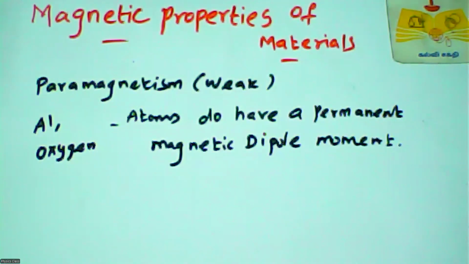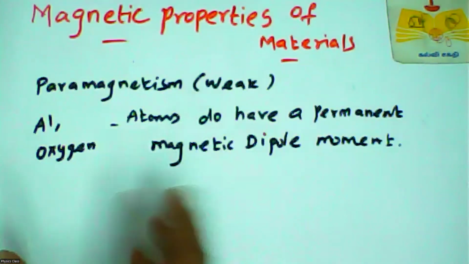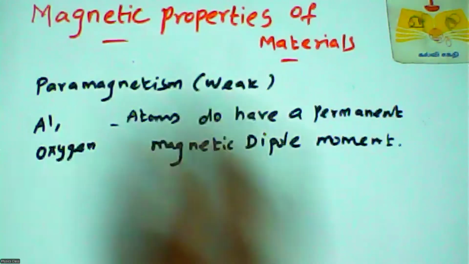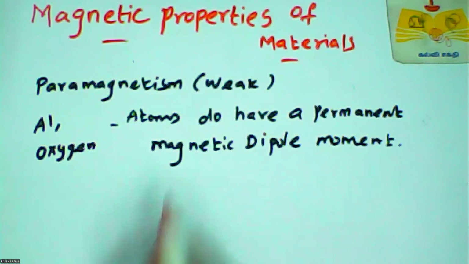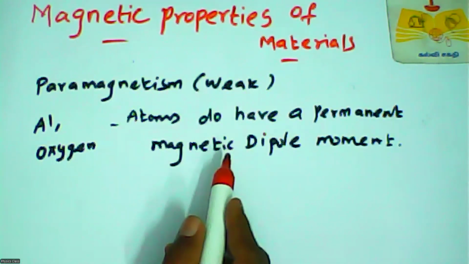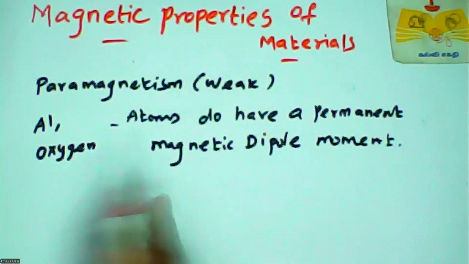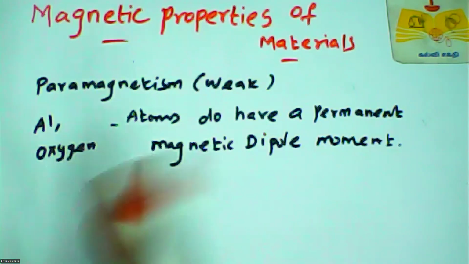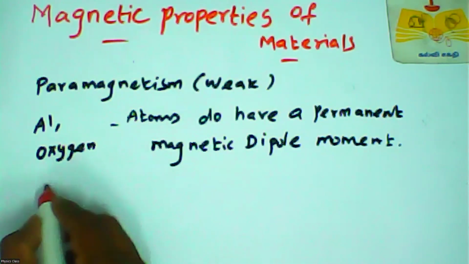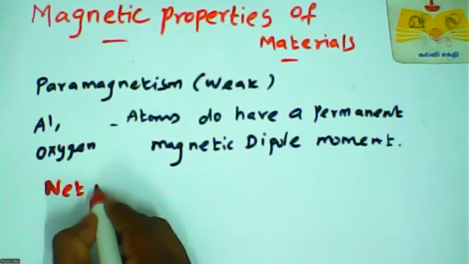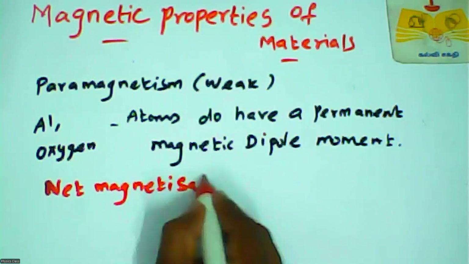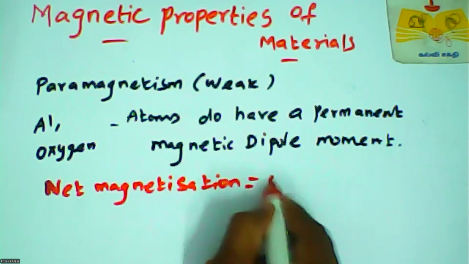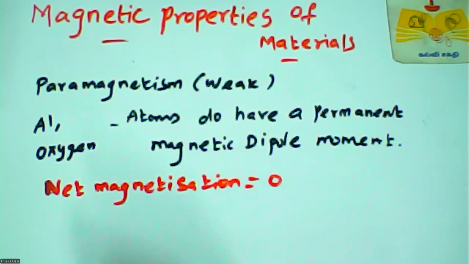So these permanent magnetic dipoles are normally oriented randomly due to thermal energy. So the total net magnetization is zero because they are oriented randomly.